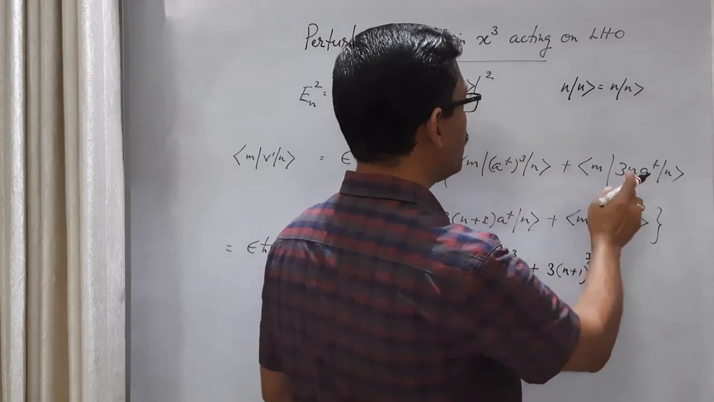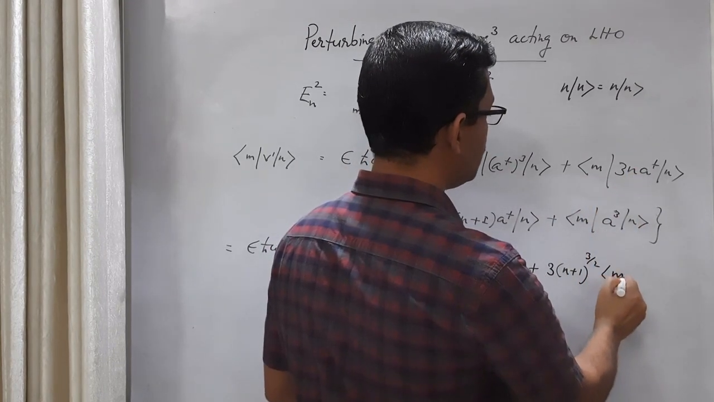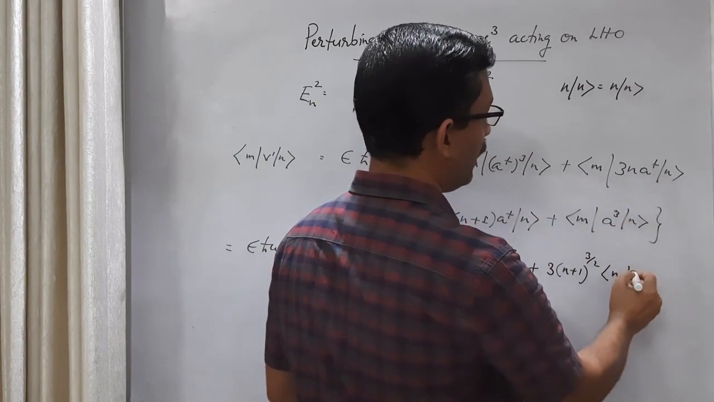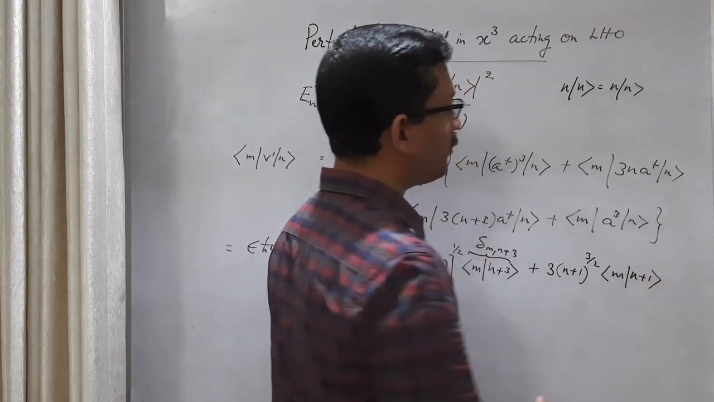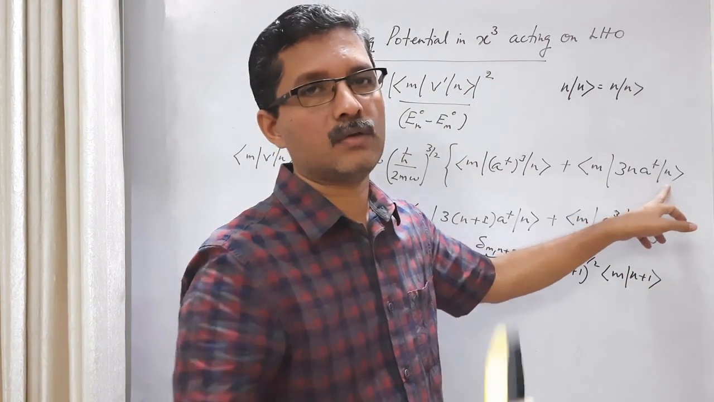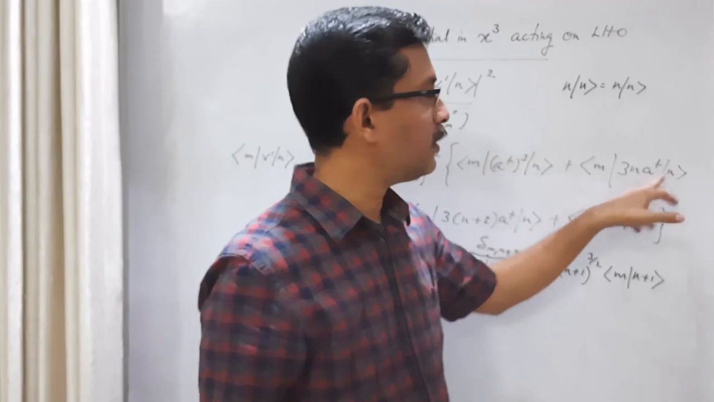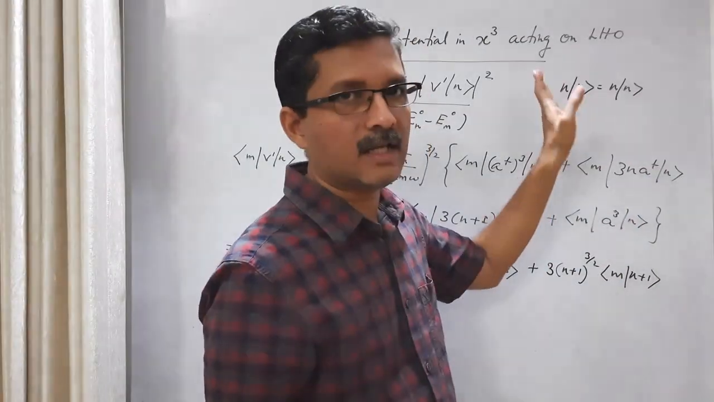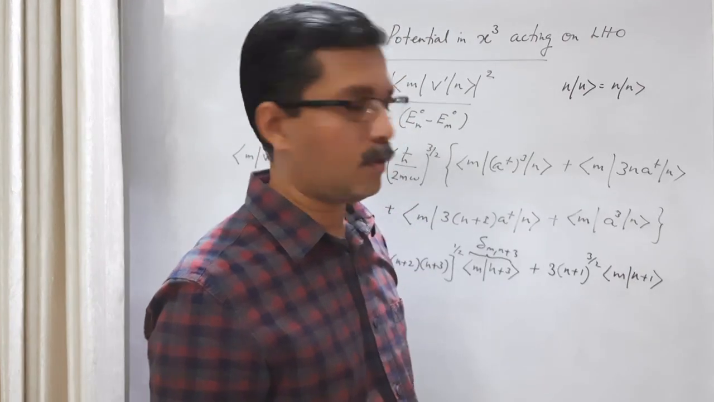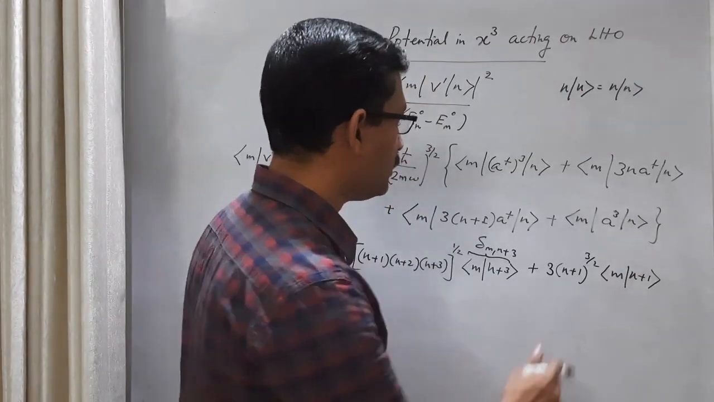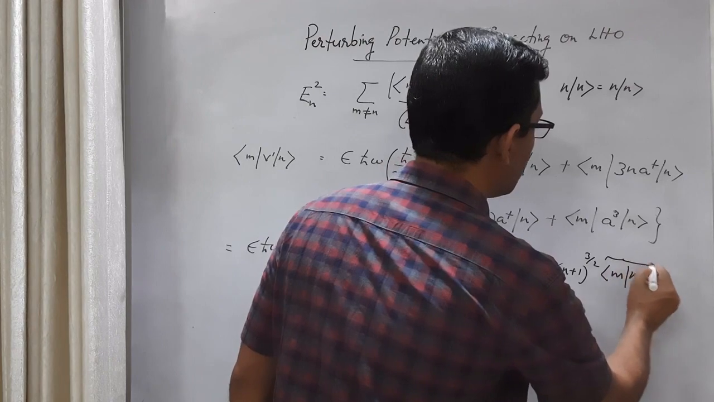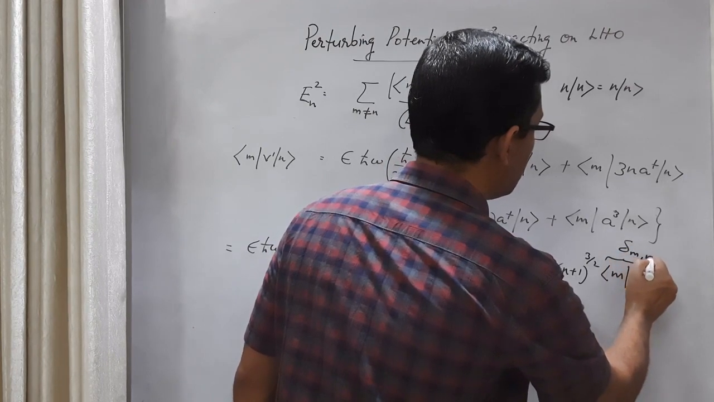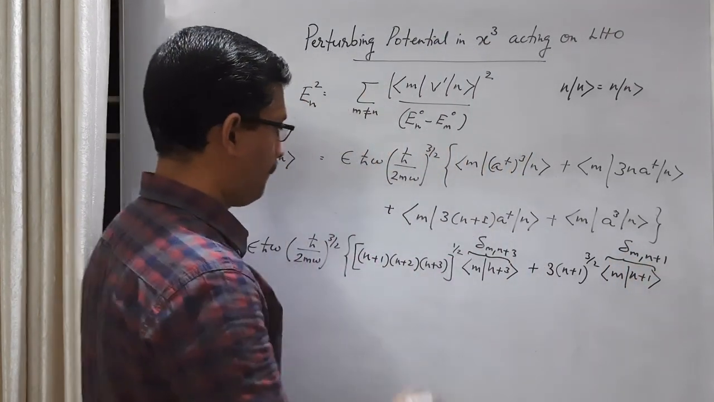What is remaining is ⟨m|, which goes to ⟨n+1|, and by the action of a† it goes to ket n+1. The action of N does not change the state, because ket n is an eigenstate of the N operator. So what you get is here, and what is this? This is the Kronecker delta m, n+1.